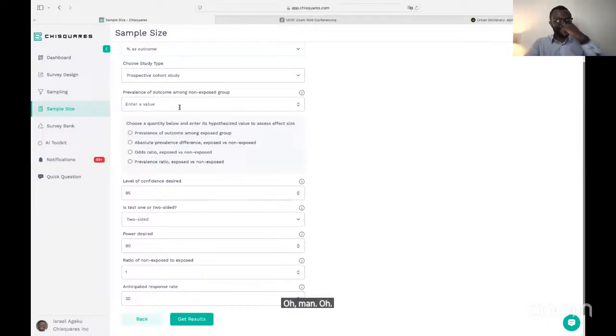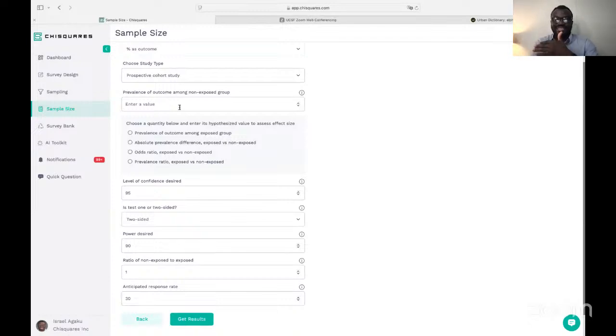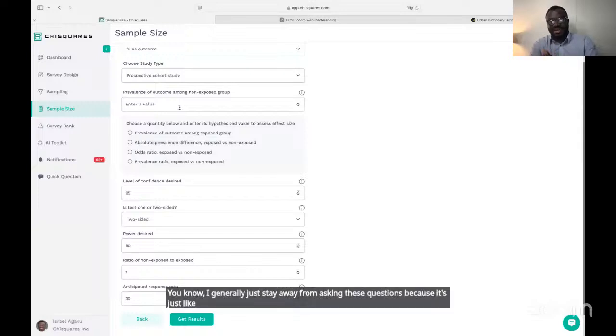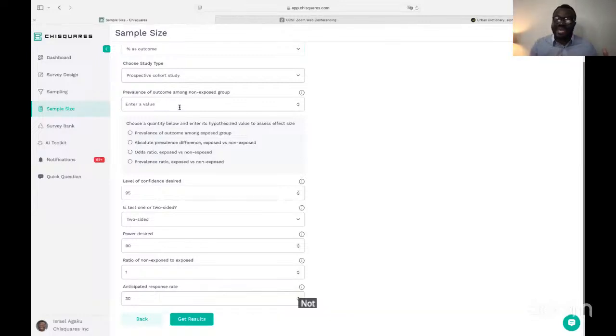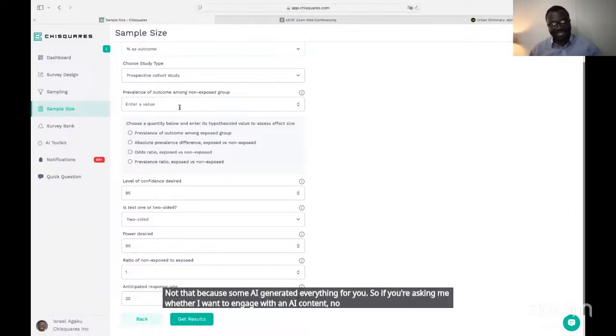Oh, that's funny. Is it okay to present a proposal that is AI generated, or do you have to humanize it? I generally just stay away from answering this question, because what is AI generated? If I want to engage with some material, I want to engage with a human. It's fine to use AI to help you with the content, but not to have AI generate everything for you. So if you're asking me whether I want to engage with AI content, no, I don't want to engage with AI content.